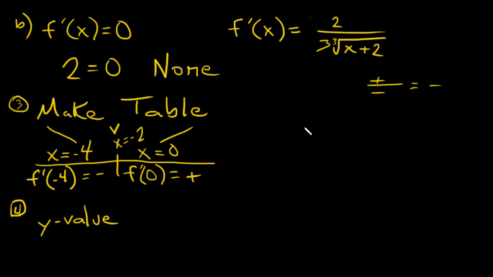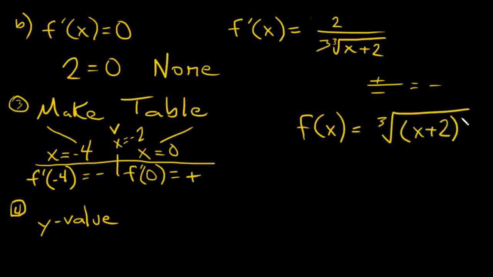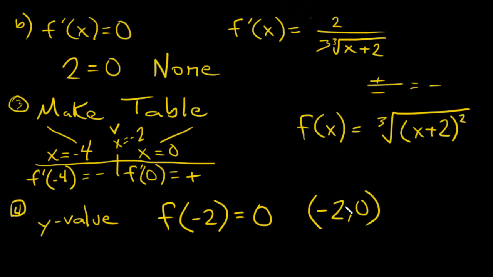And the original equation, let me put that over here, was f of x equals cube root of x plus 2 quantity squared. All right, so now, y value. What does f of -2 give us? Well, -2 plus 2 is 0. 0 squared is 0. Cube root of 0 is 0. So that's at 0. So I get a cusp at -2, 0.